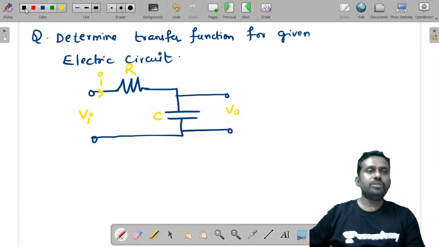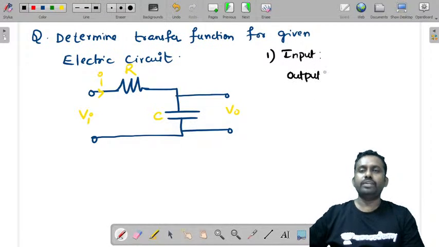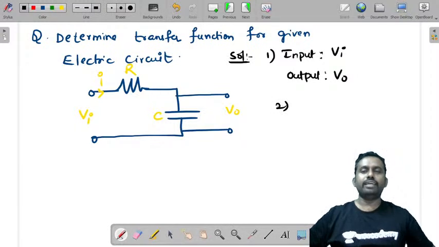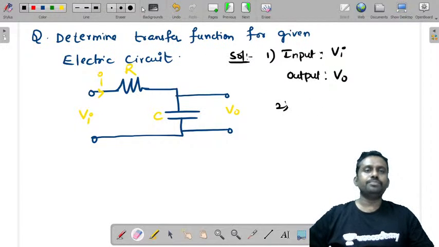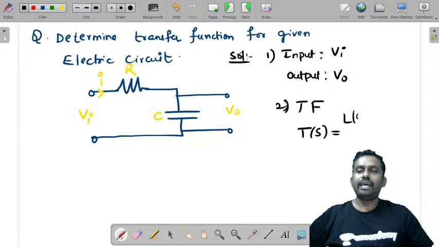The first step that you need to do is to see what is the input to the system and what is the output of the system. You need to write these two things as your first step. Input here is Vi, output is V0. As per your semester exams, the solution has to be written like this. First write the input and output, then write the transfer function. Transfer function T of S is equal to Laplace transform of output to Laplace transform of input.